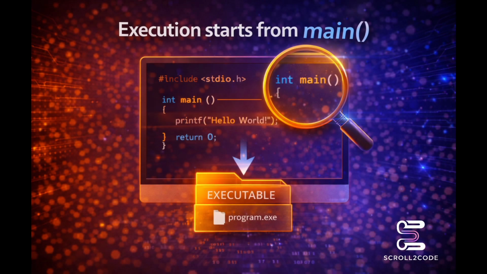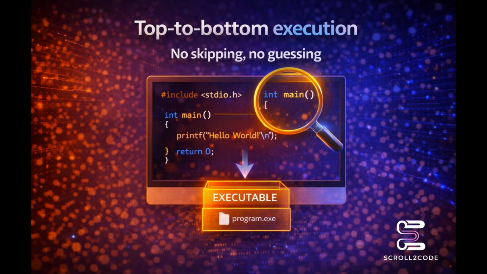Now that the executable exists, execution can begin. And here is a rule you must remember forever. Execution always starts from the main function, not from header files, not from global variables, always from the main function. Inside a function, instructions are executed top to bottom, one step at a time. No skipping, no guessing. Machines strictly follow order. That's why logic and order are so important in programming.